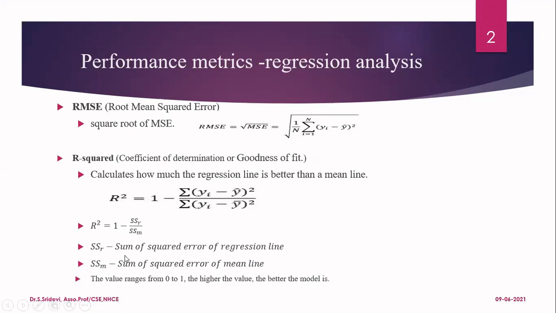SSR stands for sum of squared error of the regression line. So now you know this is the error. We are squaring the error and finding the sum, that is SSR. And then SSM is the sum of squared error of the mean line.